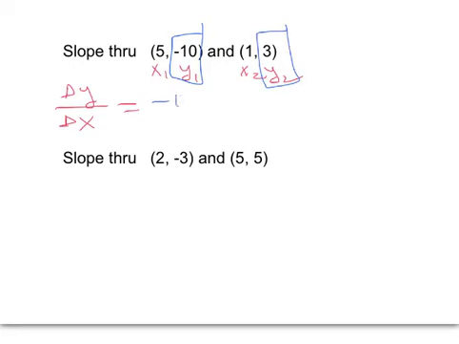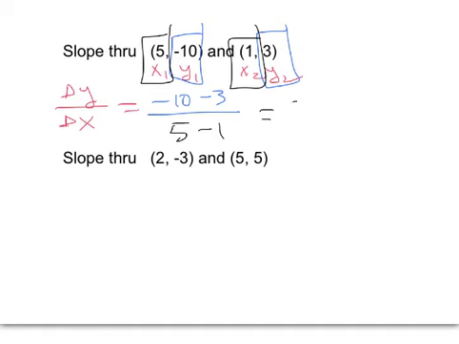We take -10 minus 3. I'm going left to right here. All over, here are the x's, they go in the denominator. I'm going left to right. Remember, I went -10 minus 3, so I have to go 5 minus 1 on the bottom. -13 over 4. That would be the slope.